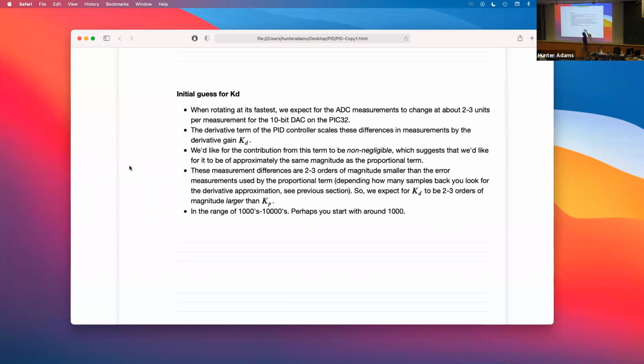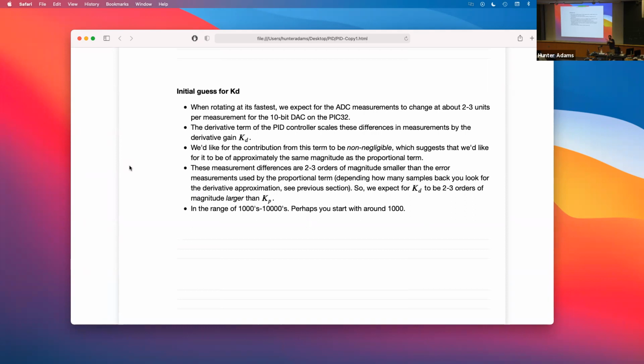So probably your KD is going to be in the range of thousands to tens of thousands. Maybe start with 1,000 and tune from there. If the system is overshooting a lot, you turn it up, which will slow the system down. If the system's too slow, turn it down a little bit. So you'll start with proportional until you get this. Then you add derivative, and you'll get this with some steady state error. And then you'll add a smidgen of integral, and that's going to eliminate the steady state error.